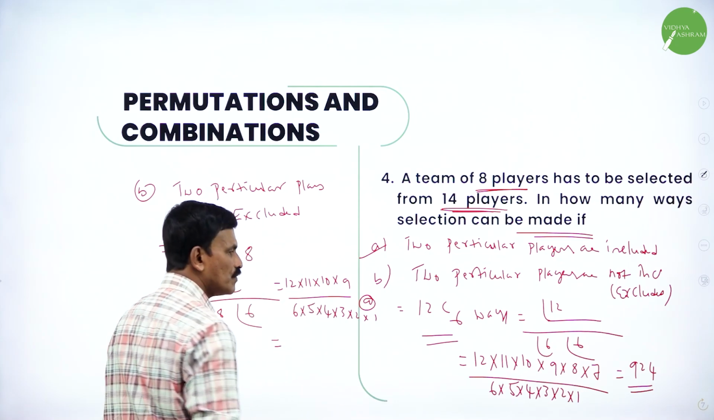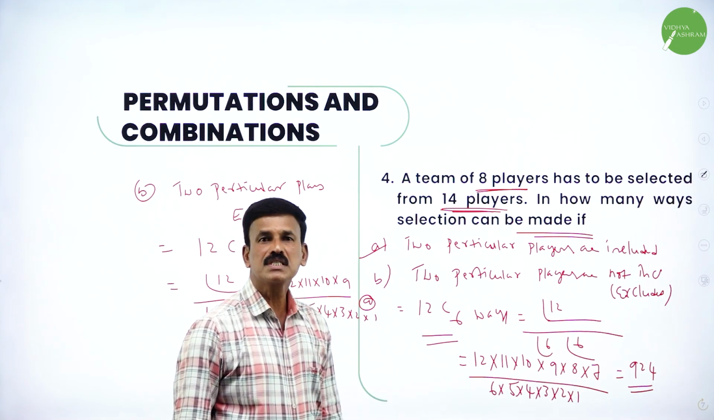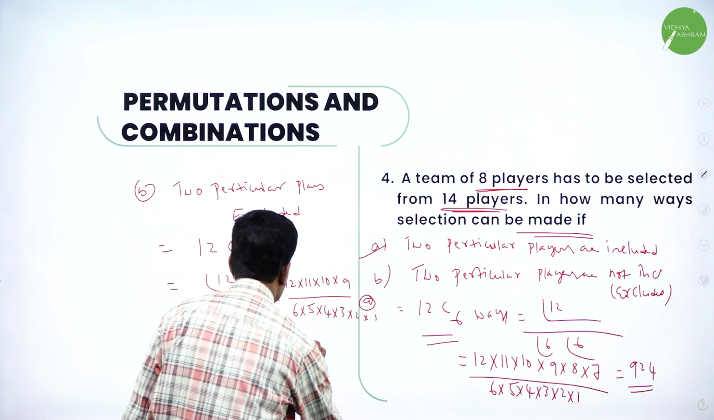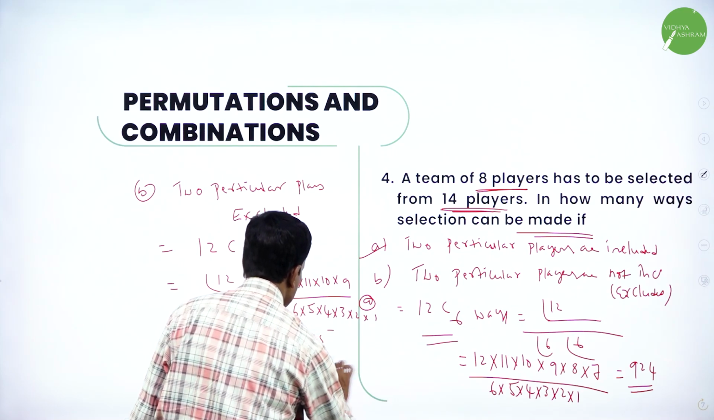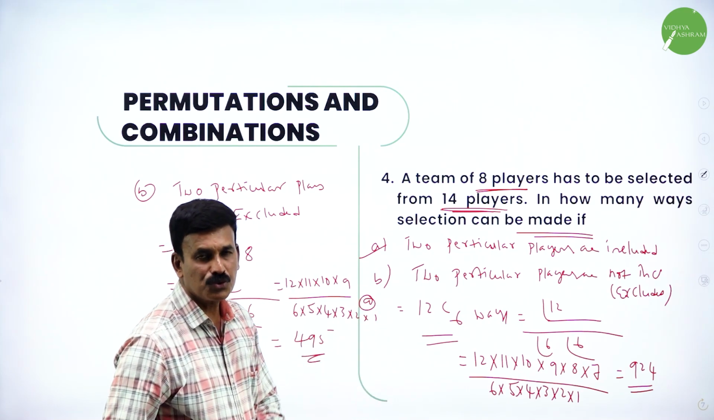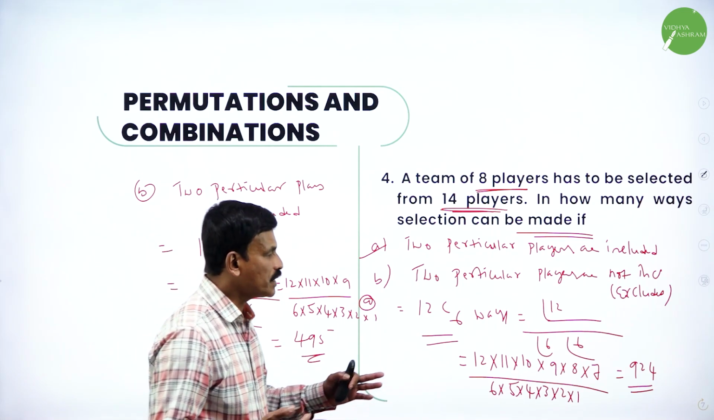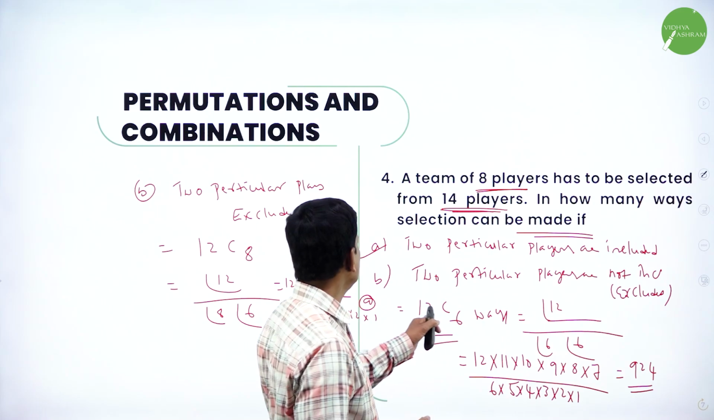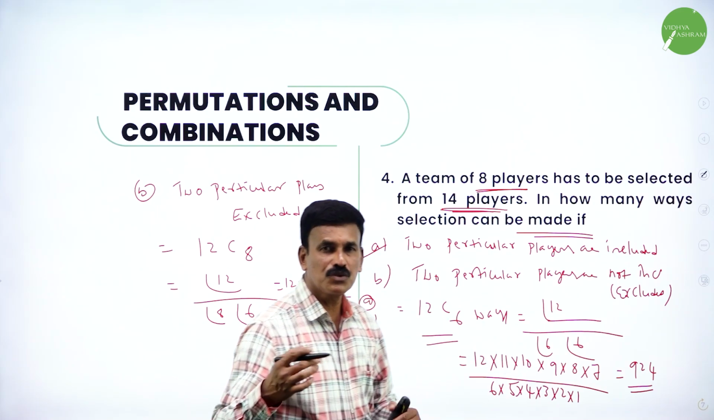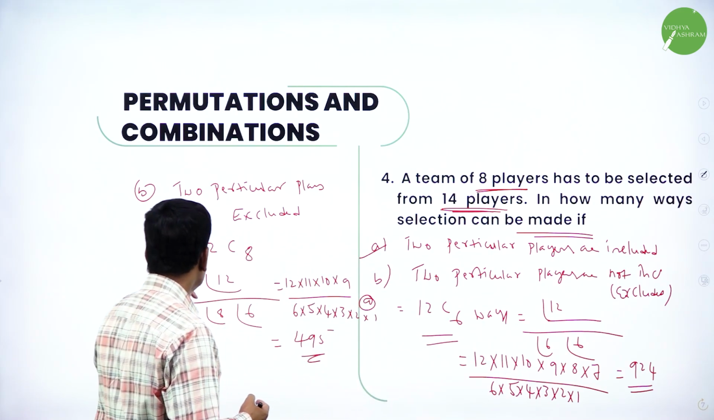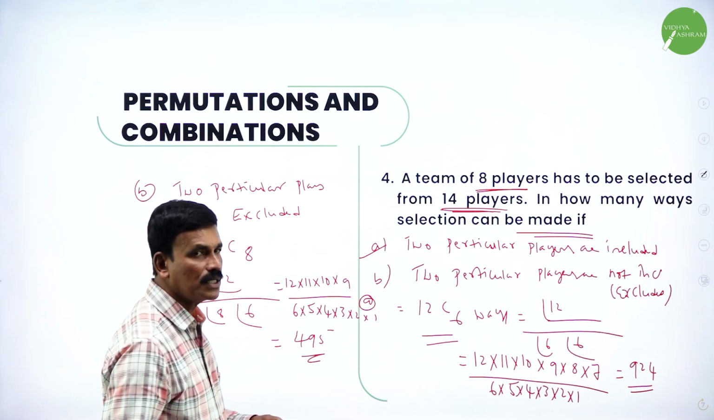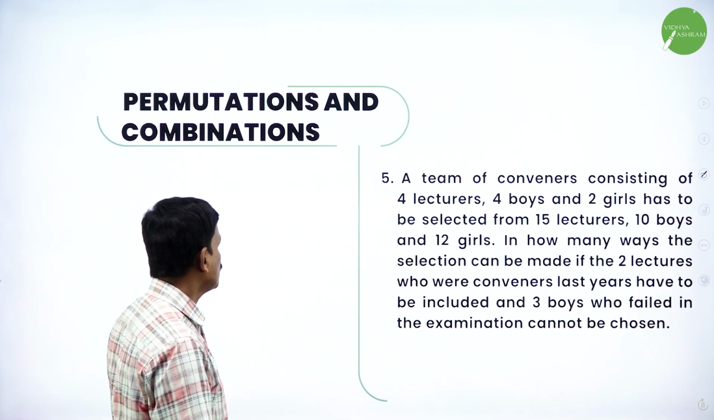So if you simplify, what is the answer you are going to get? This is equal to 495. So these are the two cases: two particular players are included and two particular players are excluded. If two particular players are included, you will get 12C6, that is 924. If they are excluded, you will get 12C8, that's equal to 495. Now move on to the next problem.